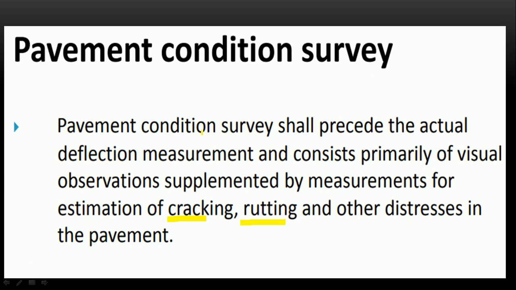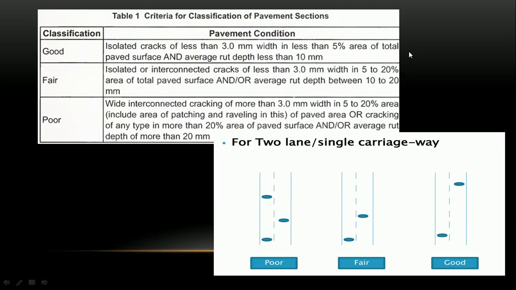While discussing the Benkelman beam method, we discussed poor condition, fair and good condition of the road. Based on that, we need to decide the points of the test, that is, where we need to conduct the test. The number of points we need to decide is based on the condition of the road. In order to decide that condition of the road, we require this survey.